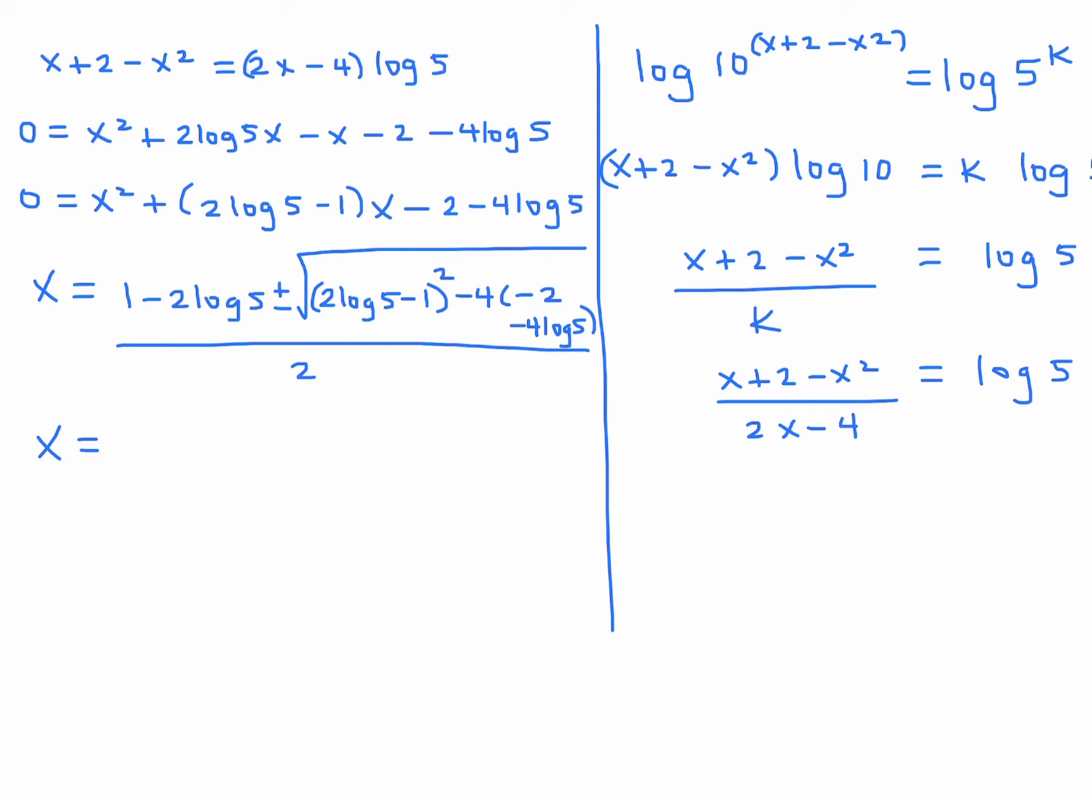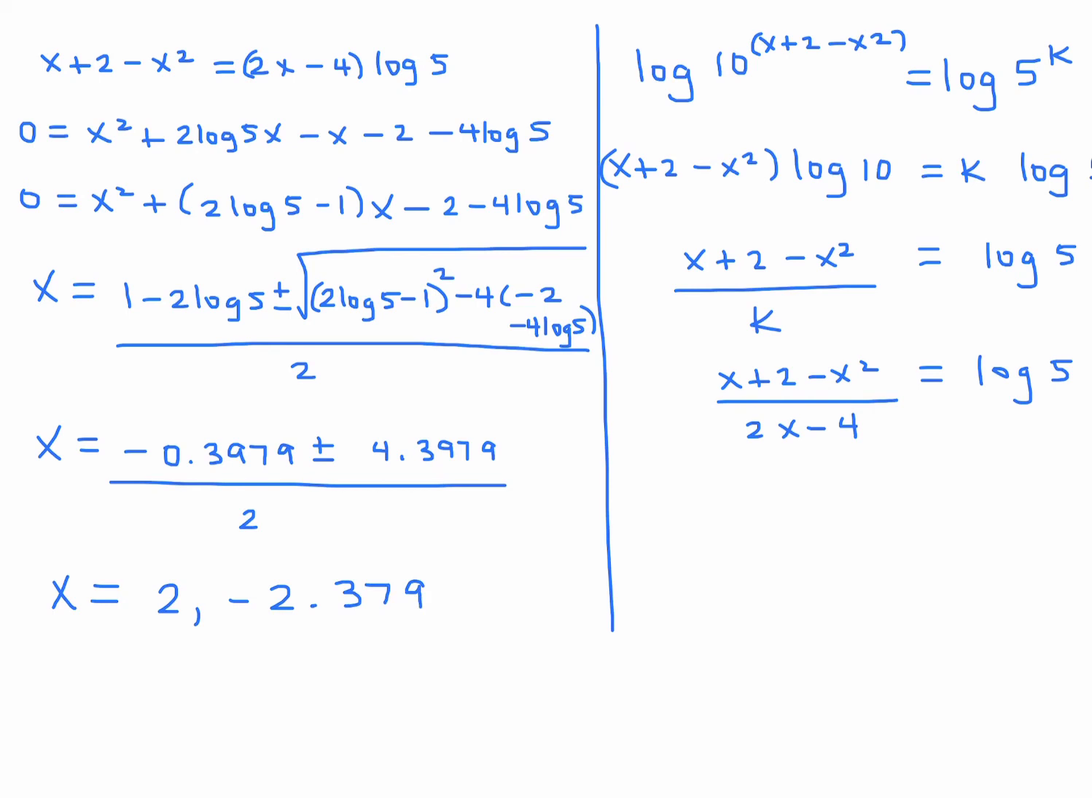Okay. So this is where you get out your calculator, and without making any mistakes, you try to figure this whole thing out. And if you do, I'll let you do that, you get the following decimals: minus 3.979 plus or minus 4.3979, that's after you take the square root, and all divided by 2. And if you do this, you get 2 and minus 2.379. Oops, 3.979. Yeah. So these are the two solutions.